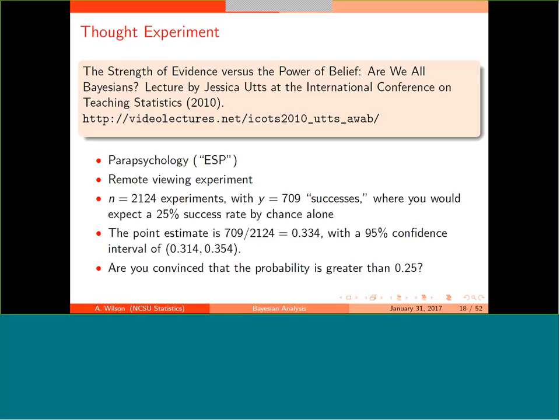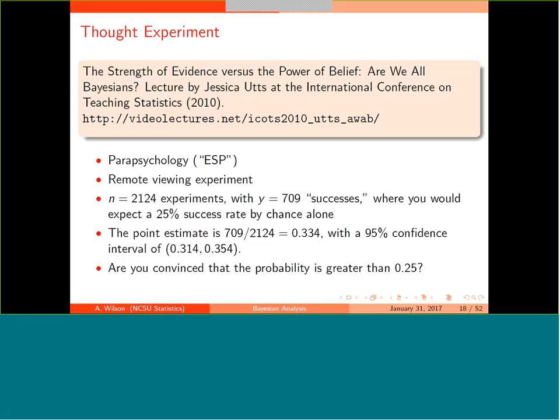And I have borrowed this from what I think is actually a very nice lecture that Jessica Utts gave. So Jessica just finished her term as the president of the American Statistical Association. So she's a well-regarded statistician. And this is a lecture that she gave at the International Conference on Teaching Statistics back in 2010. And I've put the web address up here. These slides will be shared on the site where you all registered for the webinar. So you can pull that web address later or come back to it if you'd like.